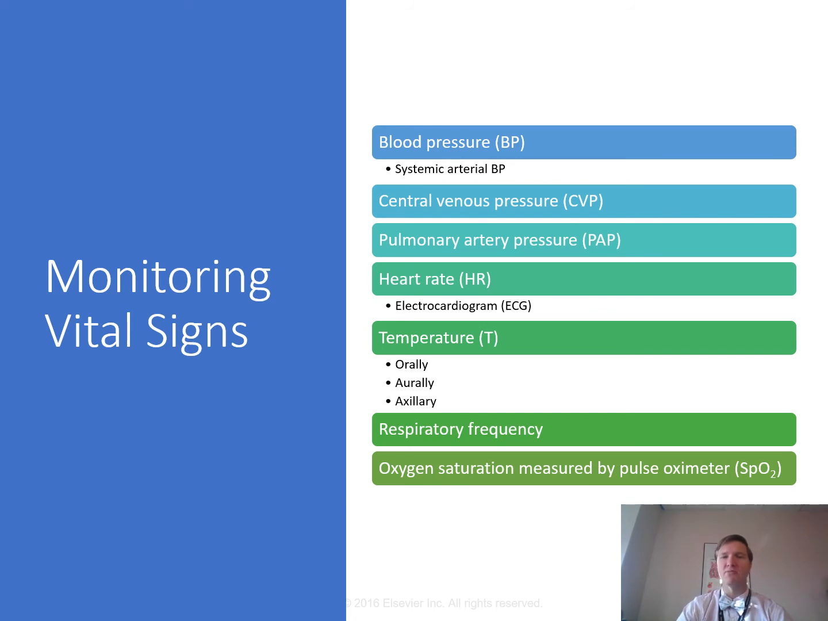CVP measurements really reflect right atrial pressure and right ventricular end-diastolic pressure, how much pressure there is at the end of a squeeze, right? And therefore give us information about venous return to the right side of the heart, because it's elevated during positive pressure breaths.